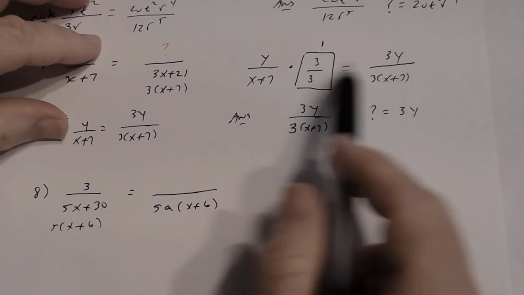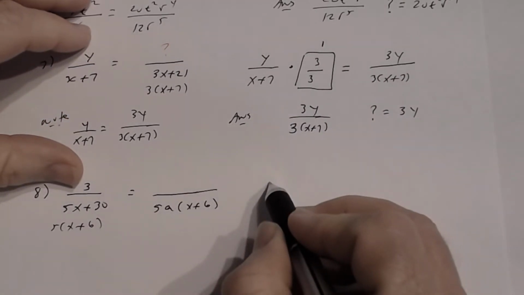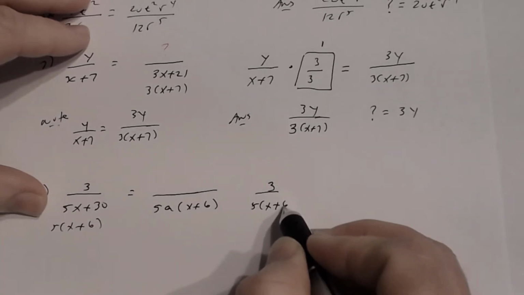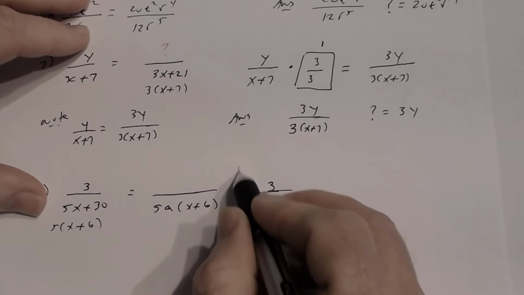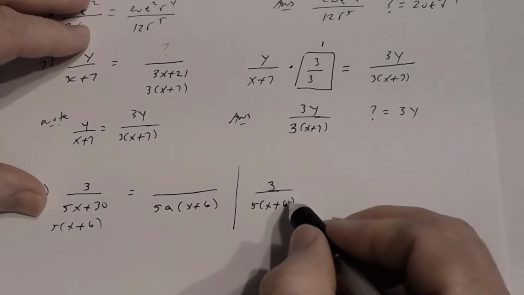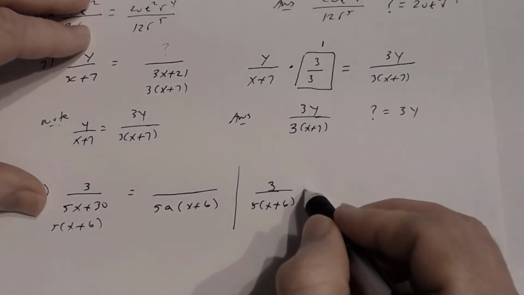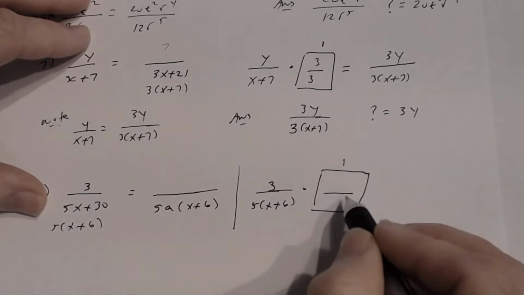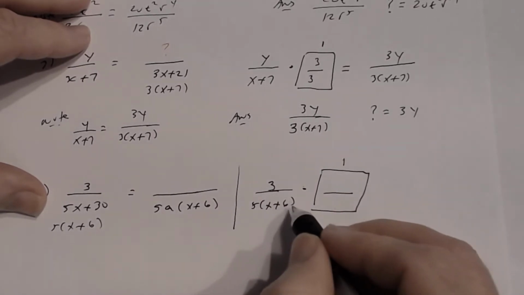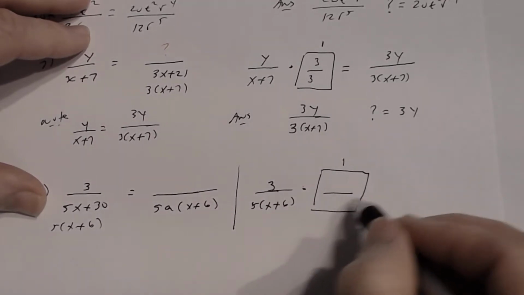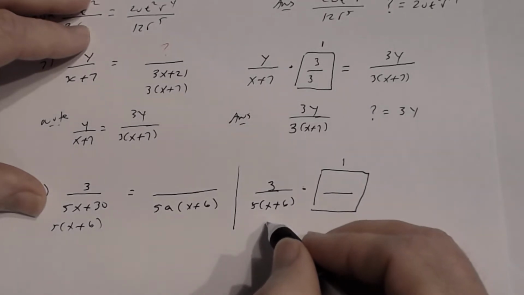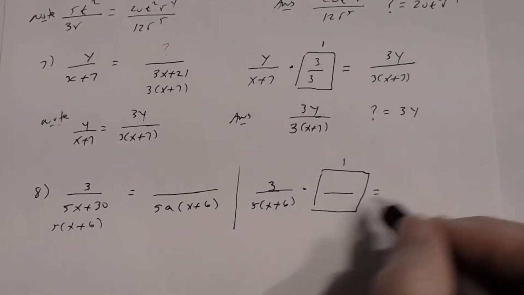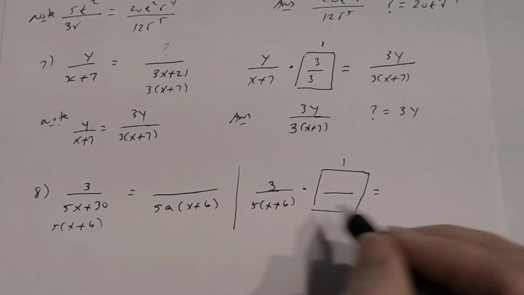So if you go ahead and rewrite it just like we did here, I have 3 divided by, and leave it in factored form, 5 times x plus 6. That's important, especially in the next lesson. Leave the denominator in factored form. And you want to multiply this by some rational expression that's equal to 1. So 3 divided by 5 times x plus 6 times 1 is still 3 divided by 5 times x plus 6. You're just going to rewrite it as a rational expression that looks different, but it's still equal to itself because this is 1.